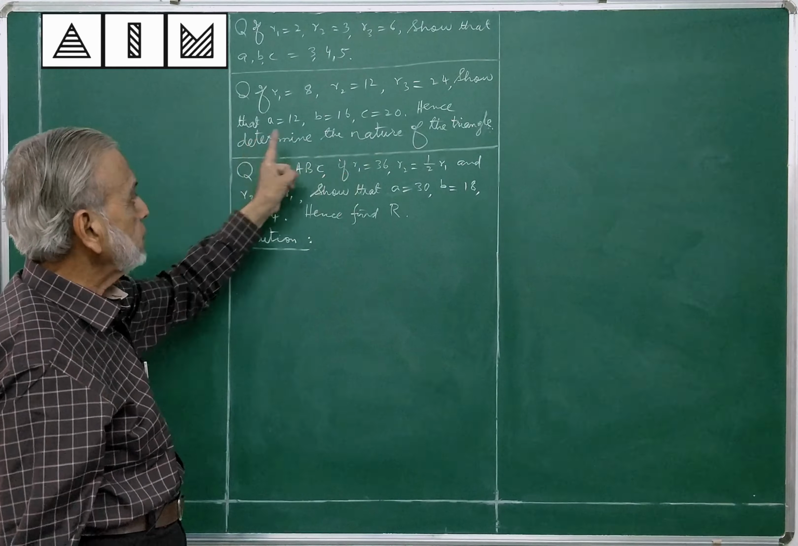Another question, in triangle ABC, if R1 is equal to 36, R2 is half of R1, R3 is 1/3 of R1, show that A is equal to 30, B is equal to 18, C is equal to 24, hence find capital R. All these questions are of the same type. I am solving this one that will guide you to solve the other two questions. Please see this one now.